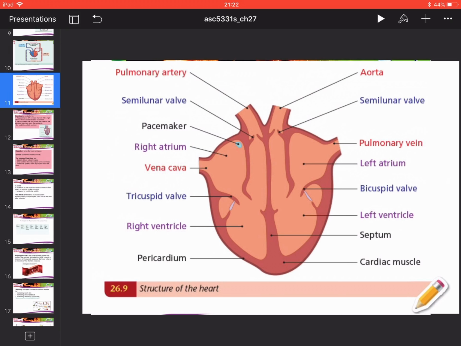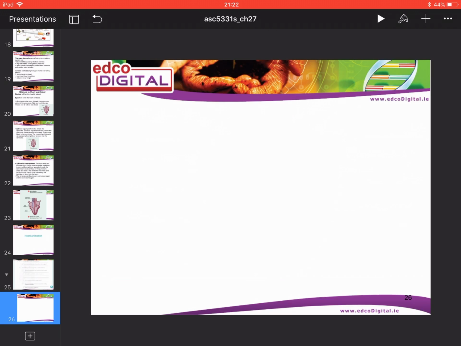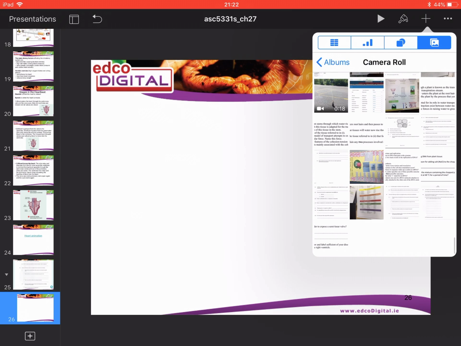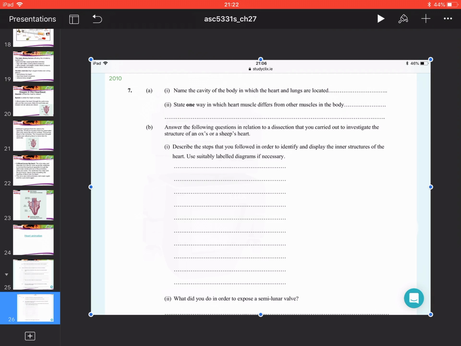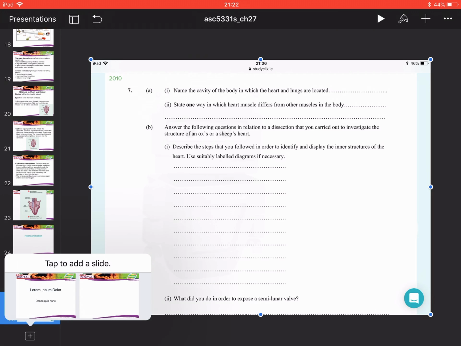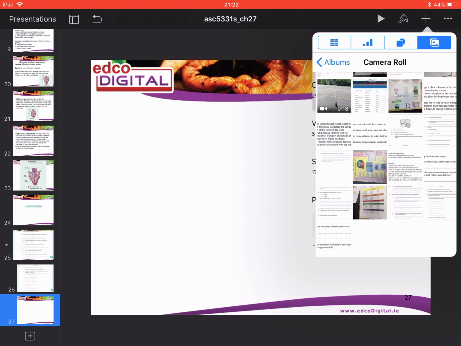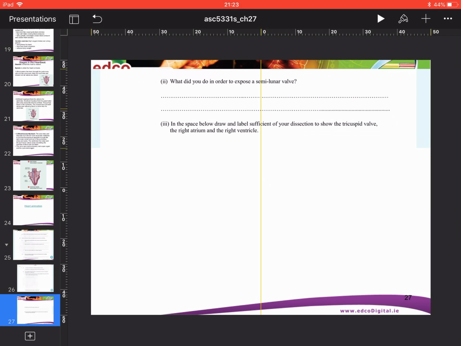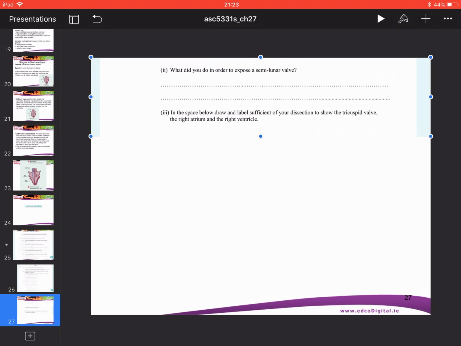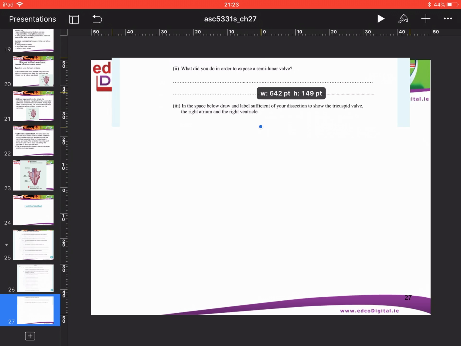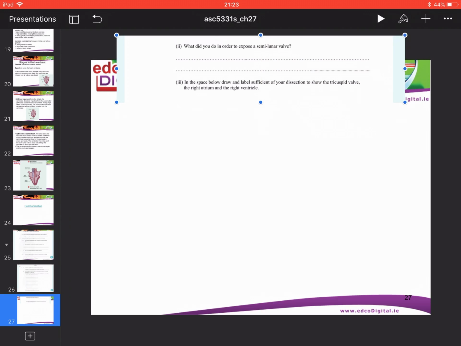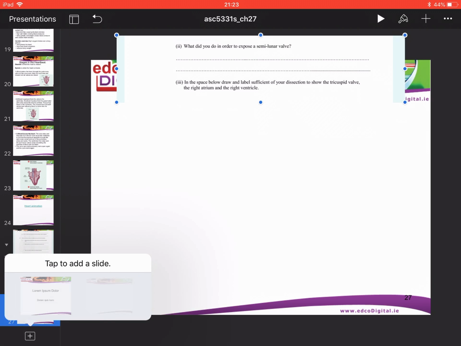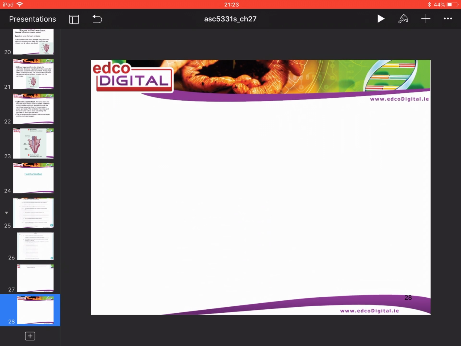Okay, so one question did appear recently. I think I have it here. No, that's the question from before. Yeah, okay, so this one. In the space below, draw and label sufficient of your dissection to show the tricuspid valve in the right atrium and the right ventricle. So they're asking you basically to draw the heart or a section of the heart. It's quite difficult to do just that small section, so it's easier to draw the whole thing, and I'll show you how to do it now.